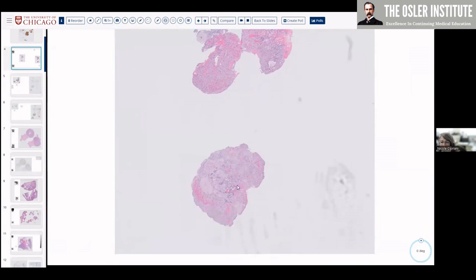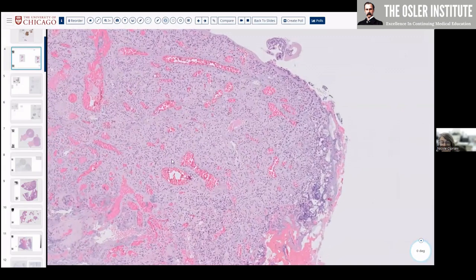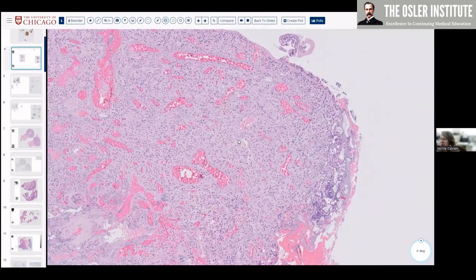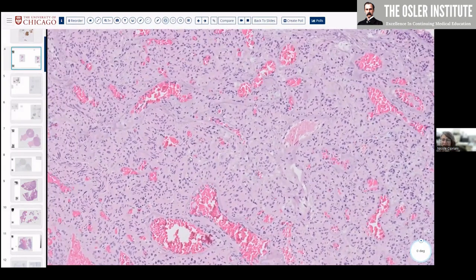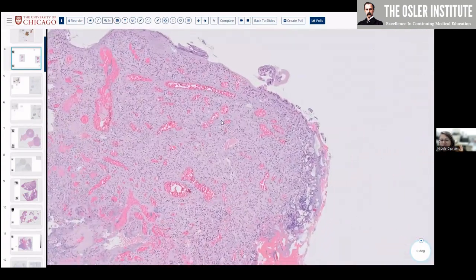What are we moving on to here? Okay, we're moving on to something completely different. I'm just going to throw stuff at you in no particular order. So the next case is actually an ear lesion. As you can see, it's kind of small and kind of crushed and kind of vascular.